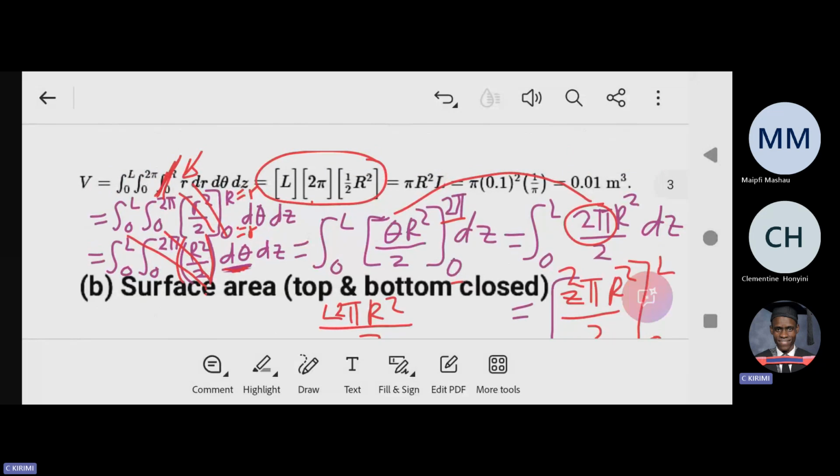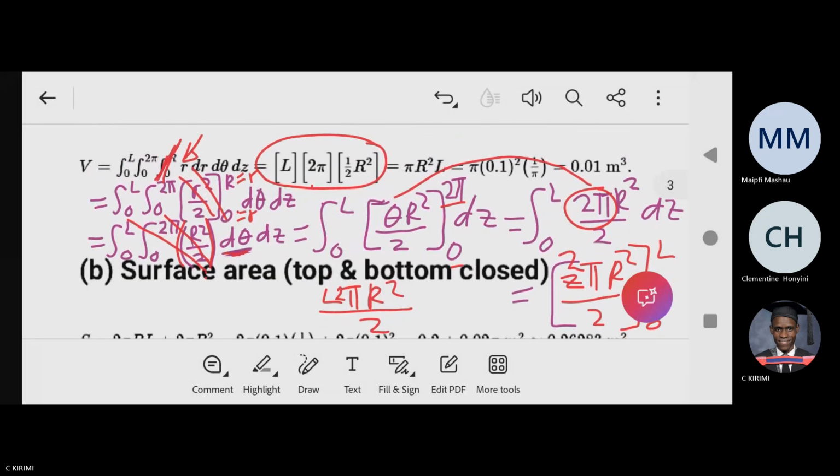So it's 2 pi L, and 2 pi r squared over 2 is just half r squared. That is the integral. This you must know, class. It's not physics, this one. It's maths.